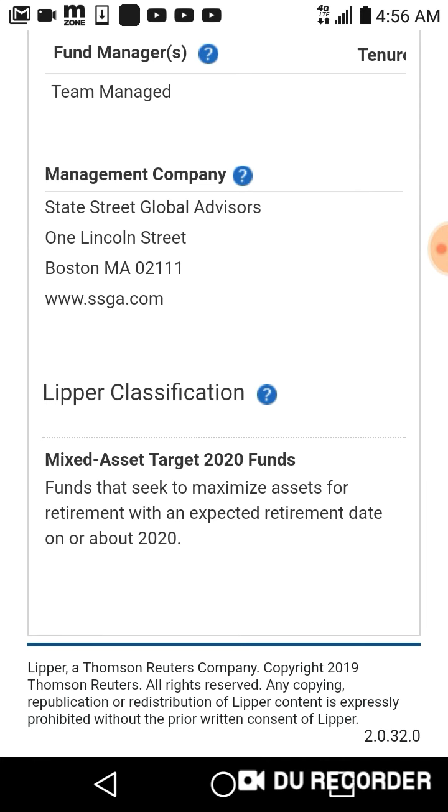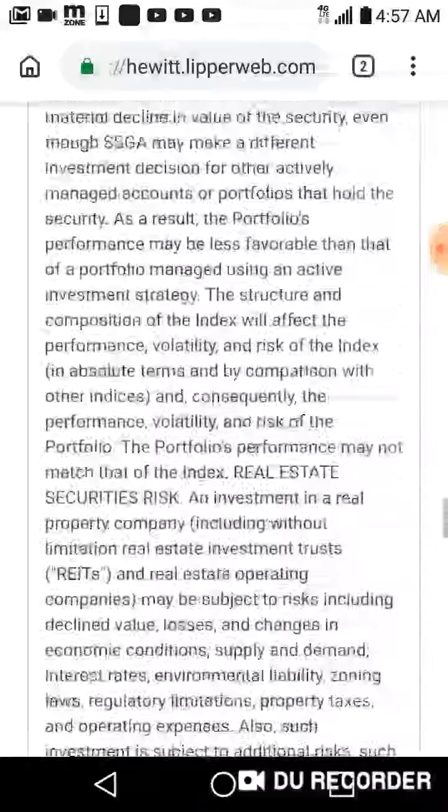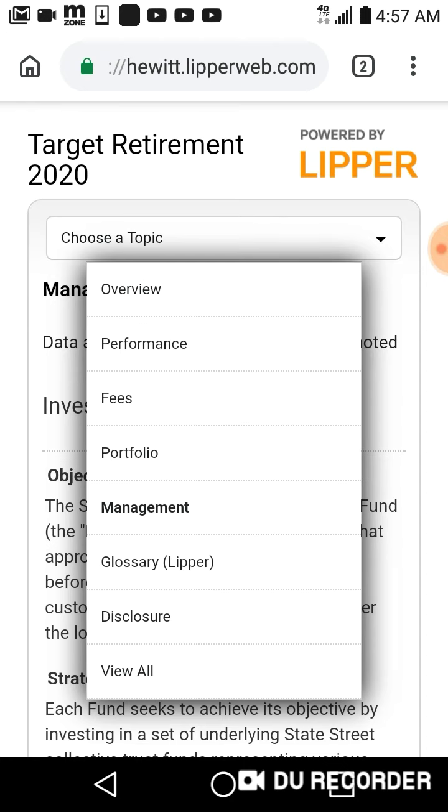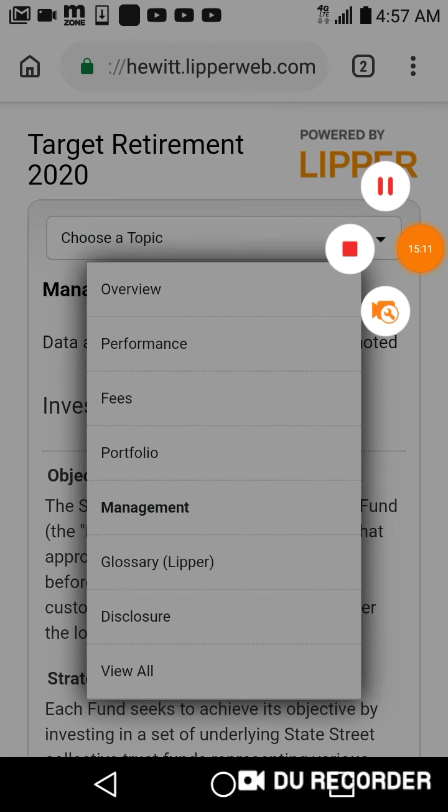Mixed Asset Target 2020 Funds. Funds that seek to maximize assets for retirement for an expected retirement date on or about 2020. So since it thinks you're going to retire in 2020, it's not going to be too aggressive or too risky for you because they don't want you losing your money before you retire. And after you retire, the investment mix stays a certain percentage of bonds, cash, and stocks so that you don't lose your money long term. They want you to have money during retirement. And that's pretty much how you find out all the information about a particular fund.